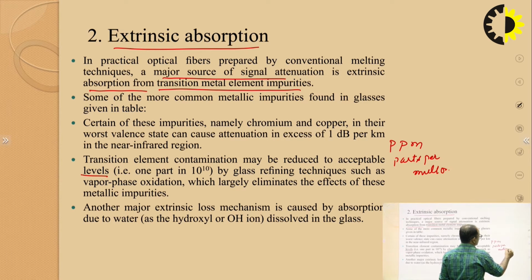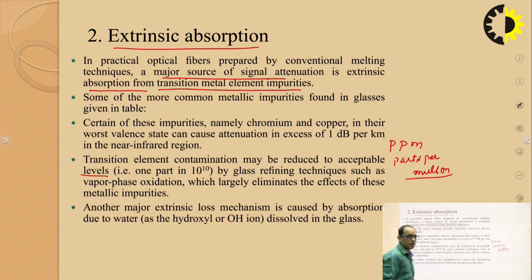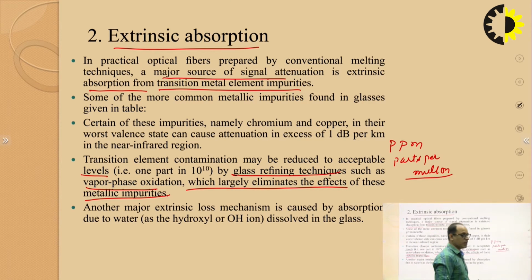These impurities in the pure material are generally expressed in terms of parts per million, and these impurities can be minimized in the optical fiber cable by using improved glass refining techniques such as vapor phase oxidation, which largely eliminates the effect of these metallic impurities. So by improving the fabrication techniques, we can reduce the extrinsic absorption by removing the impurities which generally occur.